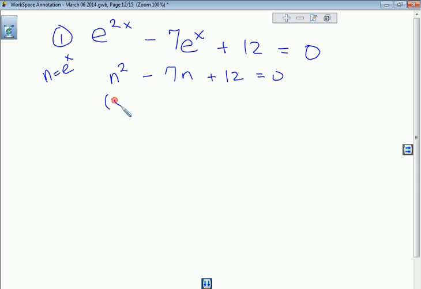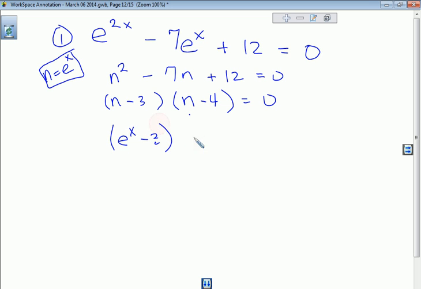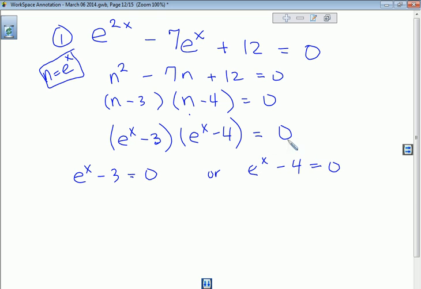Now this factors simply to n minus 3 times n minus 4. Excuse me, not x, these are n's. And we said that n had a value of e to the x, so now that I've completely factored it, I really can think of this as e to the x minus 3 times e to the x minus 4. So we know that this product must equal 0. So for the product to equal 0, either of these factors must equal 0. So e to the x minus 3 must equal 0, or e to the x minus 4 must equal 0 for the product to equal 0.